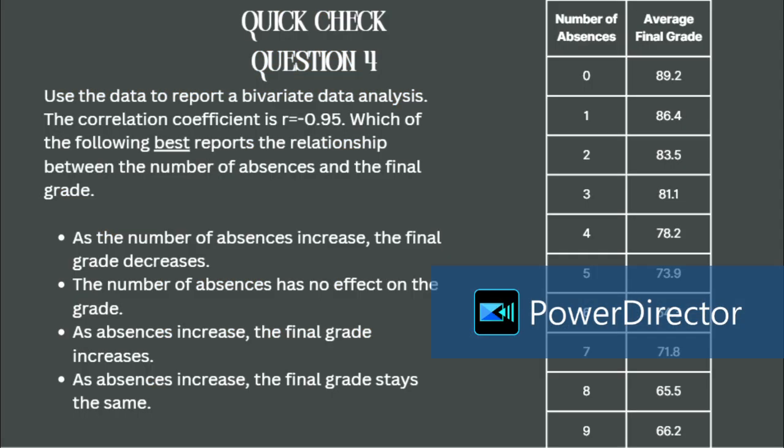Okay, quick check. Question 4. Use the data to report a bivariate data analysis. The correlation coefficient is R equals -0.95. Which of the following best reports the relationship between the number of absences and the final grade? If it will help you, go ahead and enter this and graph it, and then you can answer this, or you can just use this information to answer it.